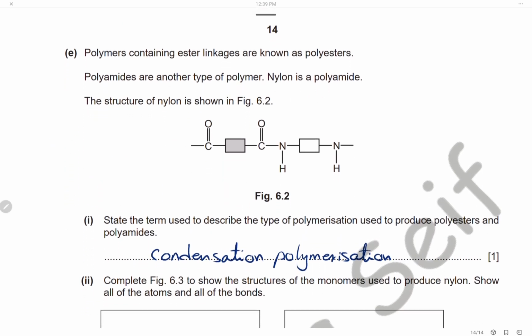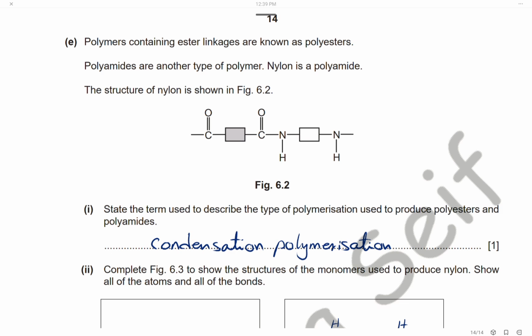Polymers containing ester linkage are known as polyesters. Polyamides are another type of polymer. And here it is mentioned that nylon is a polyamide. We have the structure of nylon. As we can see, this is the amide linkage. State the term used to describe the type of polymerization used to produce polyesters and polyamides. The type of polymerization here, of course, is condensation polymerization, which happens by the removal of one molecule of water.